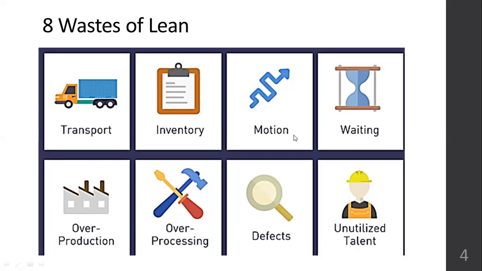Then unutilized talent or skills, which means you have well qualified staff on board, but you are not using their skills. You are not giving them the task they are skilled to do. For example, a critical care trained nurse or emergency care trained nurse is being posted in the OPD ward. So her skills and talent are getting wasted. So that is the eighth waste. So these are the 8 wastes of lean.